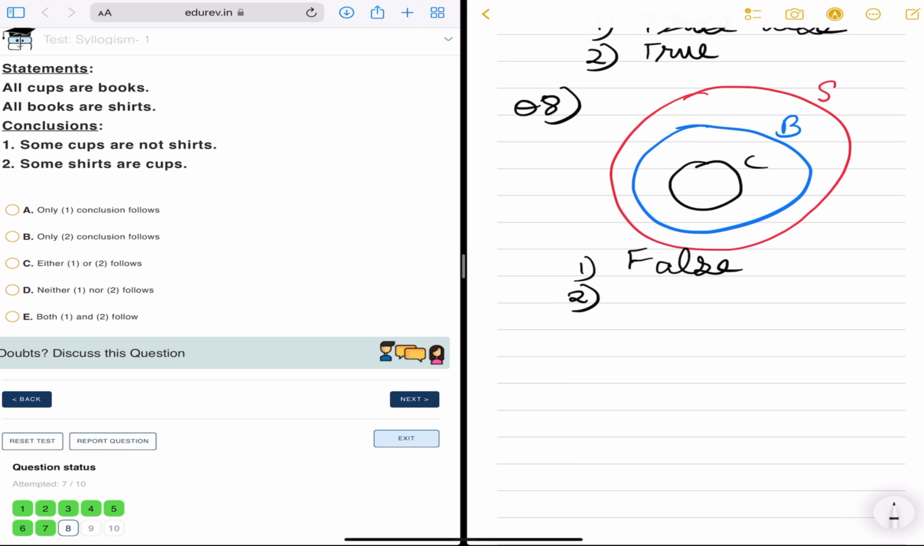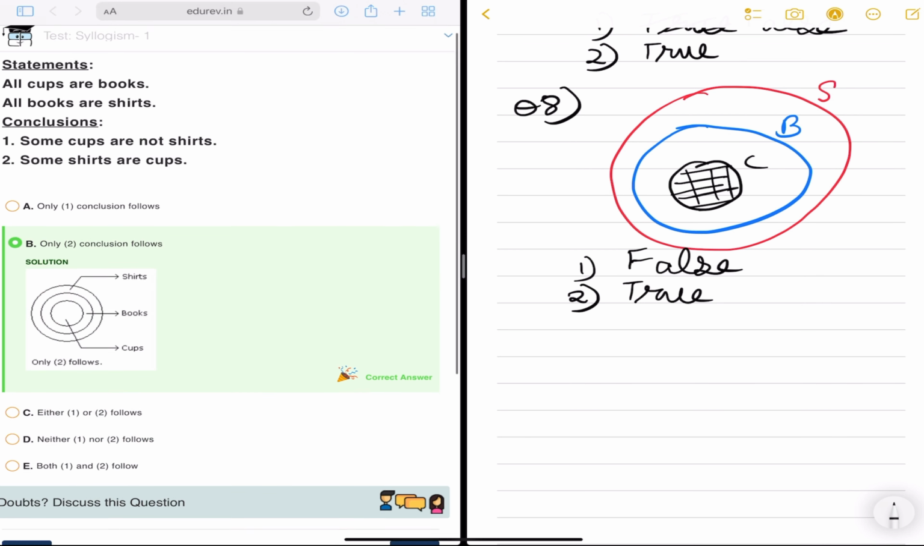For conclusion number 2 we have some shirts are cups. And for some, as we already learned in our video, the criteria is that it needs to be only one. So even if there is one shirt which is a cup, then some shirts are cups will follow. Therefore, our conclusion number 2 is true, because there will be some shirts which are actually cups. Therefore, here the answer will be option B, only conclusion 2 follows.